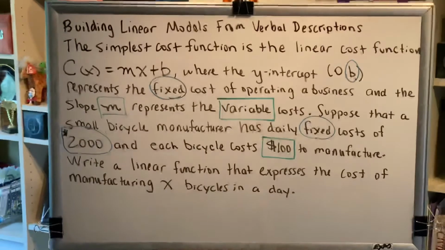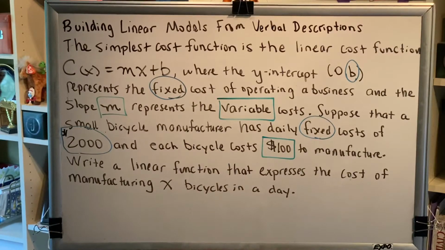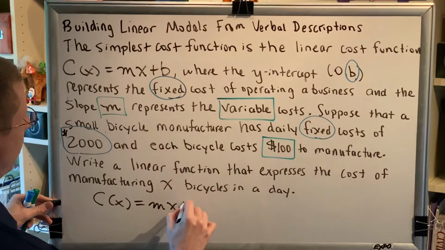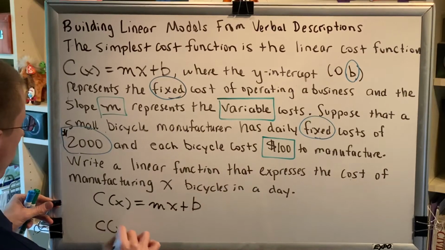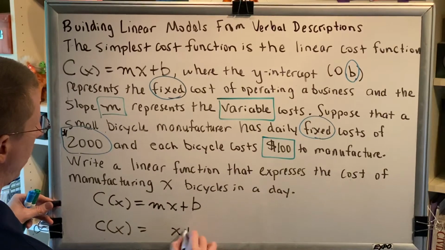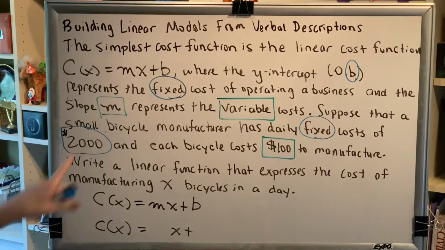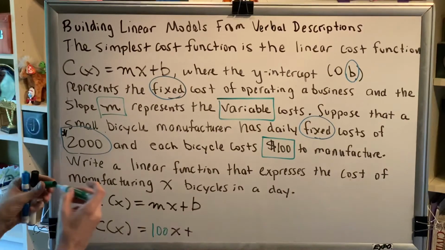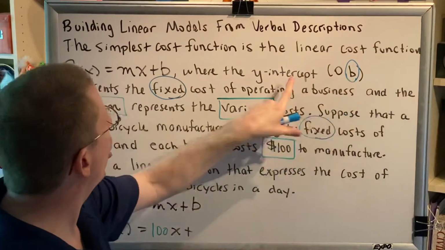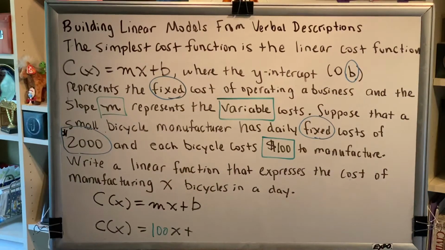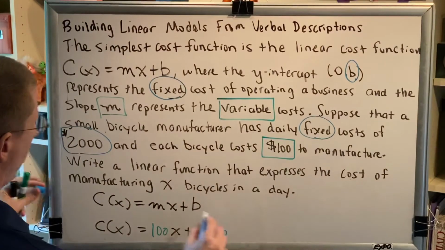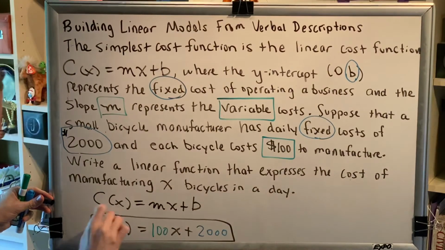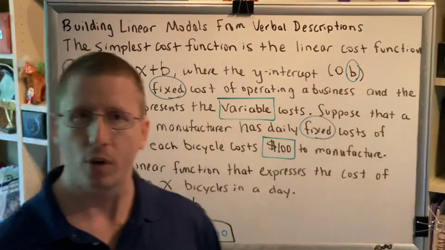So once we've identified that, now we can link all of these things together. We'll write our cost function as C(x) = mx + b, and then all we have to do is put in numbers for the m and the b. Well, m, our slope here, is the variable cost of $100, and b, our y-intercept, is the fixed cost of $2,000. So we get our final answer, C(x) = 100x + 2,000. All in all, a pretty easy problem to solve.